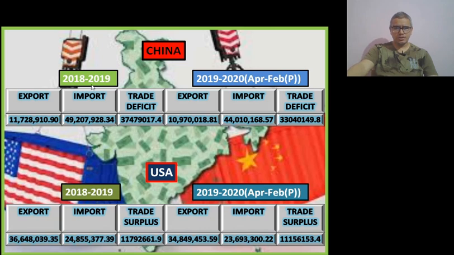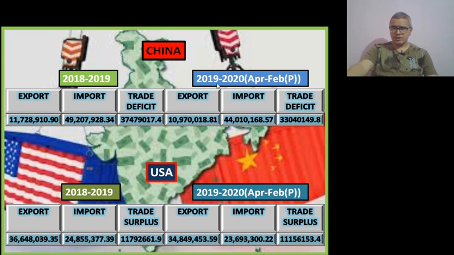In the year 2018-19, India exported almost 1.17 lakh crore worth of goods to China. On the other hand, it imported 4.92 lakh crore worth of goods from China. Since import value is greater than export value, there was a trade deficit of almost 3.74 lakh crores.